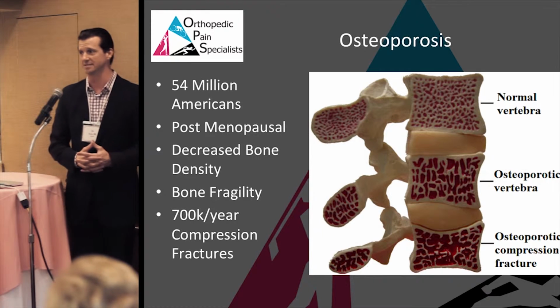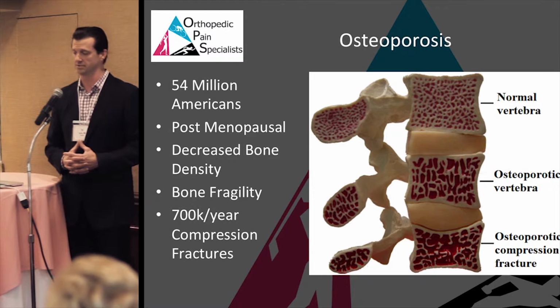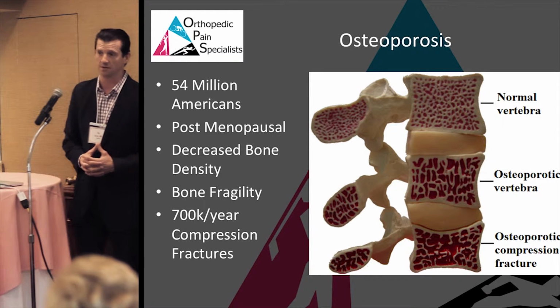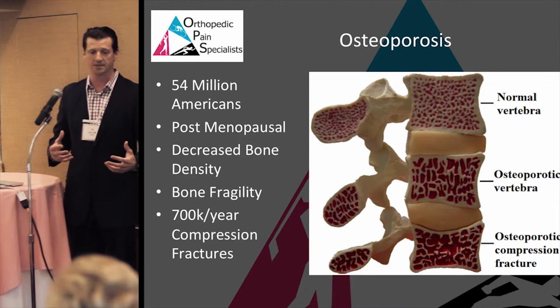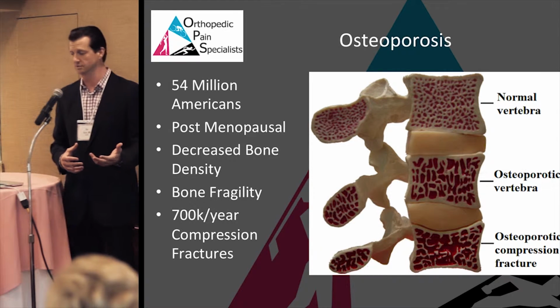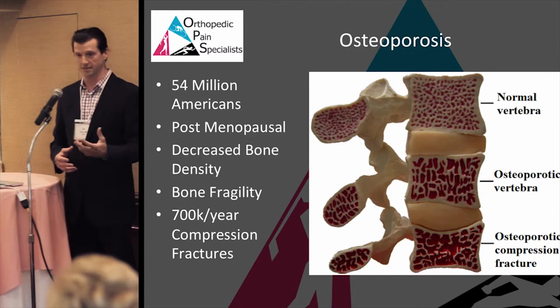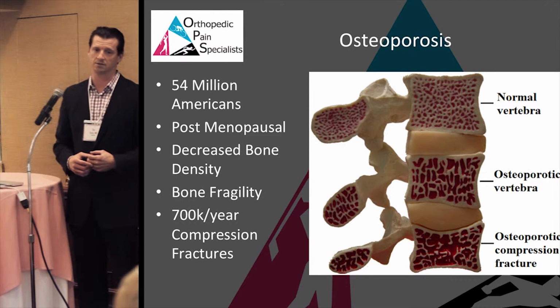This is something that is very applicable to our audience today, osteoporosis. About 54 million Americans have either osteoporosis or low bone density of some sort. And it's the silent threat that's out there. It comes on postmenopausal. It increases the risk. You get decreased bone density and bone fragility, and about 7,000 spinal fractures occur a year.